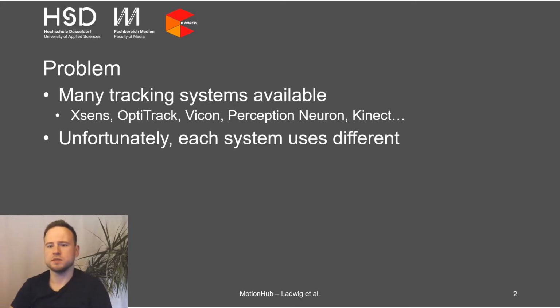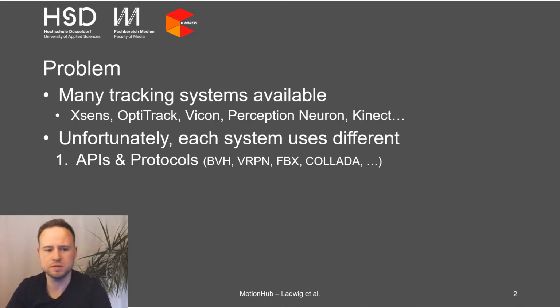There are many tracking systems available, such as Xsens, OptiTrack, Vicon, and so on, but unfortunately each system uses different, first of all, APIs and protocols like BVH, VRPN, FBX, or Collada. And writing an app which uses a BTS, a body tracking system, is usually bound to it. And changing to another BTS usually includes additional programming effort.